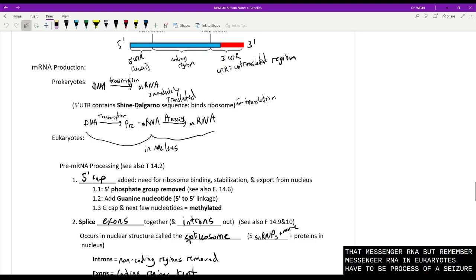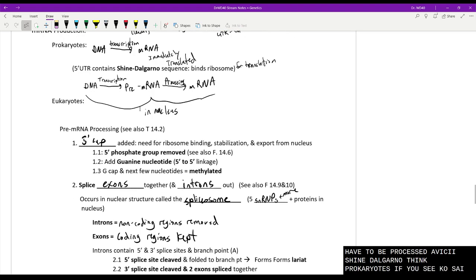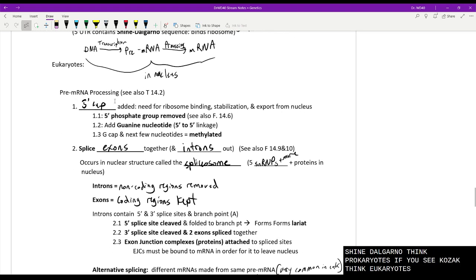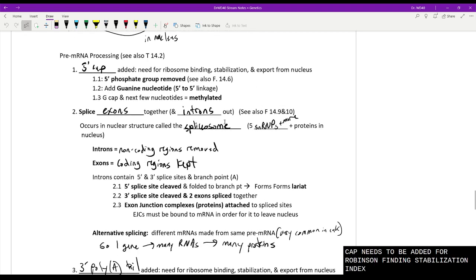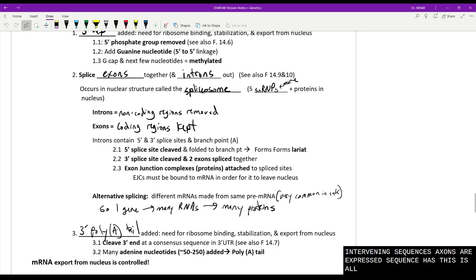If you see Shine-Dalgarno, think prokaryotes. If you see Kozak, think eukaryotes. So the different things that need to be done here: a 5' guanine cap needs to be added for ribosome binding, stabilization, and export. Splicing exons together and removing introns. Remember, introns are called intervening sequences. Exons are expressed sequences. This is all done at a spliceosome with small nuclear ribonucleoproteins, or snRNPs.